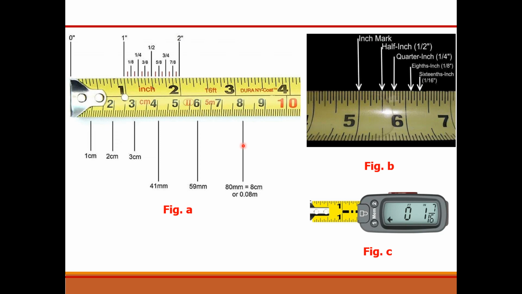Now this slide is showing how to take measurement by using a measuring tape. In figure A, you can see the value is given in inches at the top, and at the bottom the measurements are provided in centimeters. The point to be noted is that between 1 and 2 inches, 1 inch is divided into 16 equal parts.